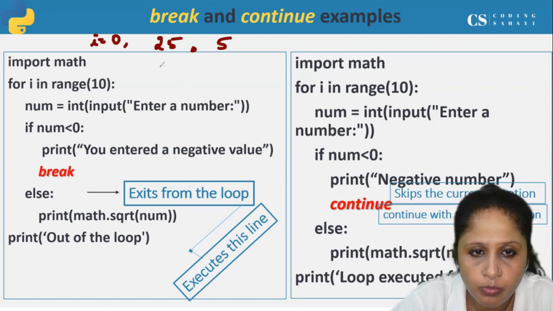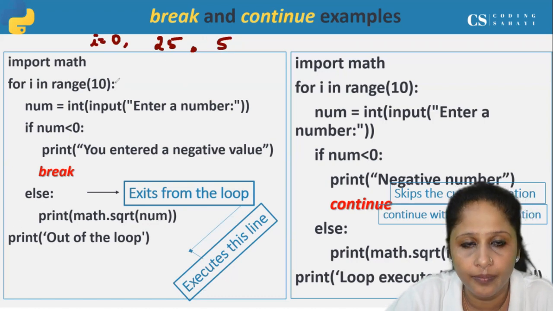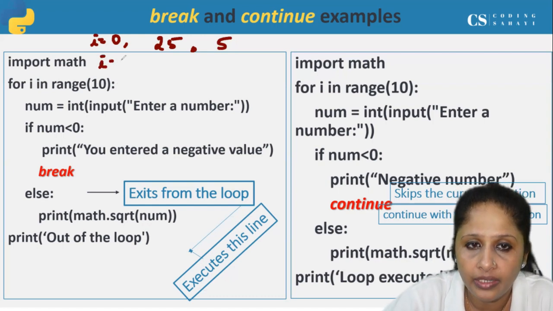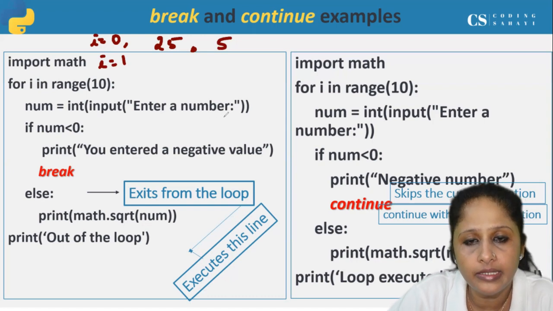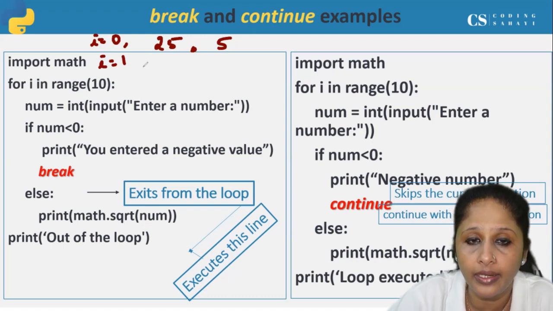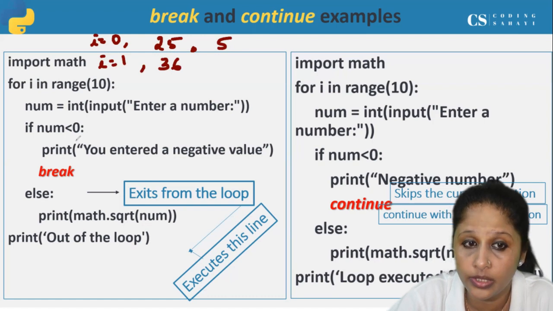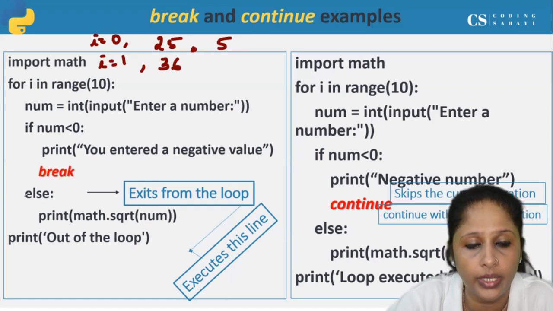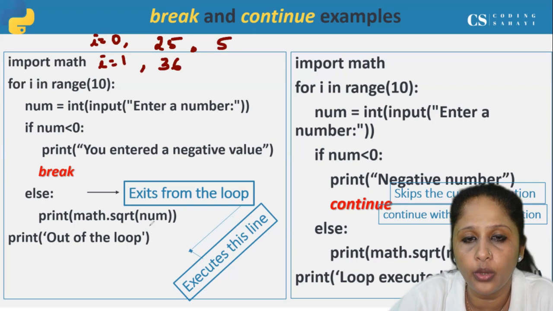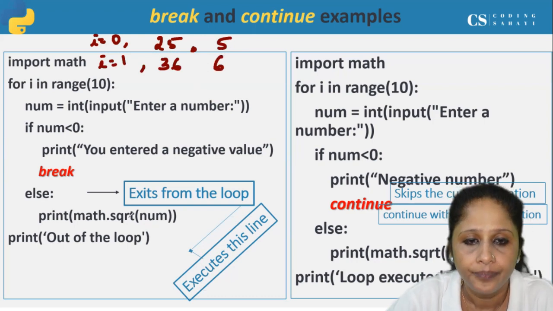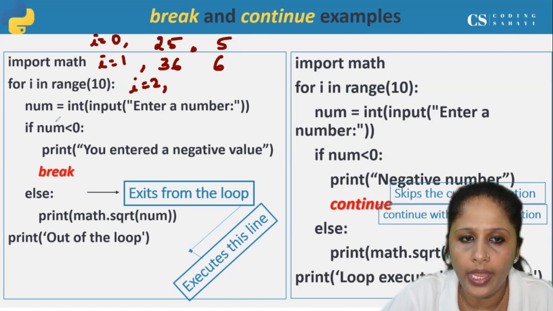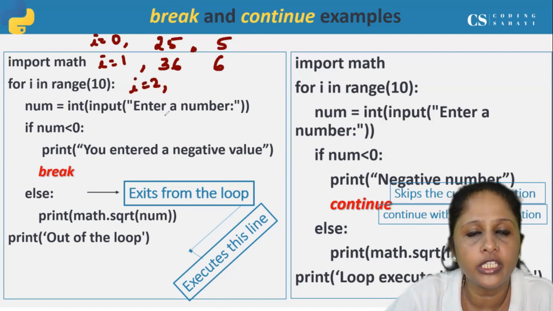So it prints 5. Then it goes back to the loop line again, and the value of i will be 1. Then it goes to the line num = int(input("Enter a number")), so you enter another number, like I am entering 36. It checks whether 36 < 0. That is not satisfied, so it directly goes to the else part and prints math.sqrt(num), the square root of 36. It prints 6. Now i equals 2 and again num = int(input("Enter a number")).